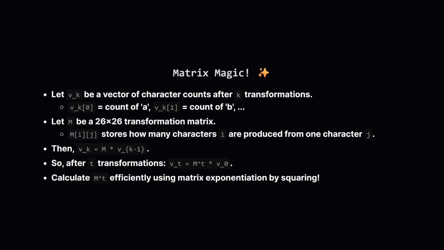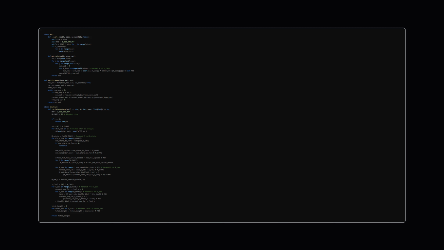This means if we want the counts after t transformations, which we can call v_t, it's just M raised to the power of t multiplied by our initial character counts. And the best part? We can calculate M to the power of t very quickly using a technique called matrix exponentiation by squaring, even if t is enormous. This is the key. Alright, here's the Python code that puts this matrix idea into action.